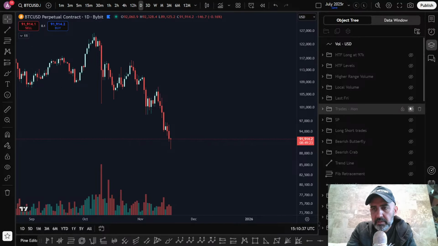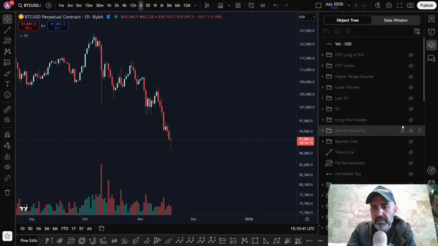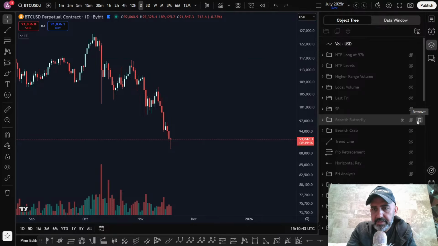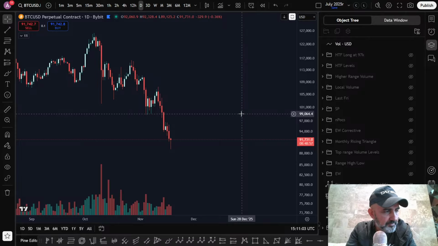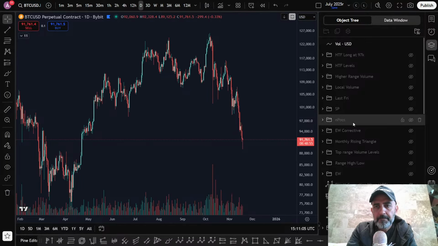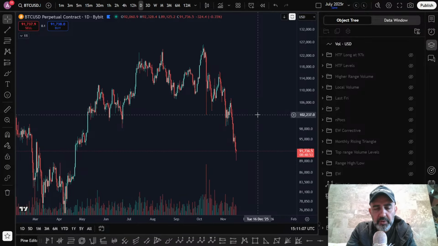Okay. Let me get rid of these. Single prints. Get rid of these. That's all old stuff now, so we can get rid of those. All of that is irrelevant. NPOX. All right, that's quite good. AW corrective. All right. So first things first, let's look at the volume.